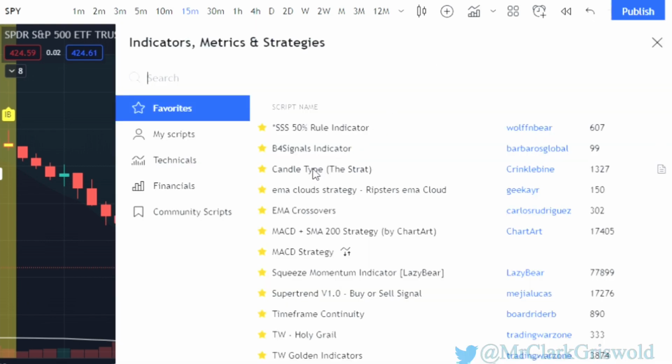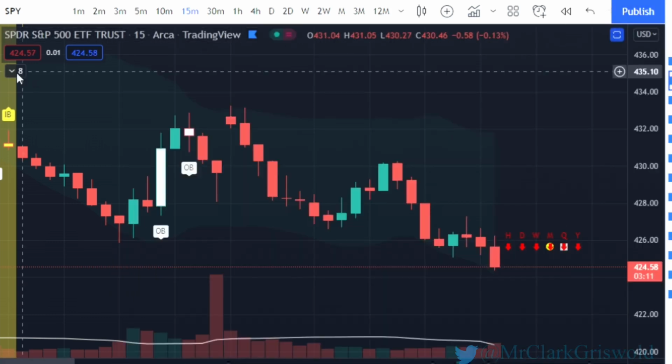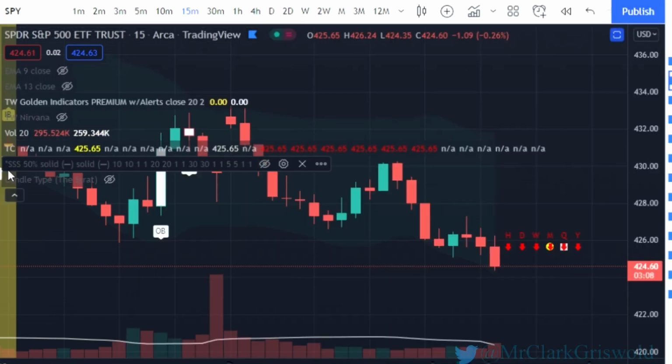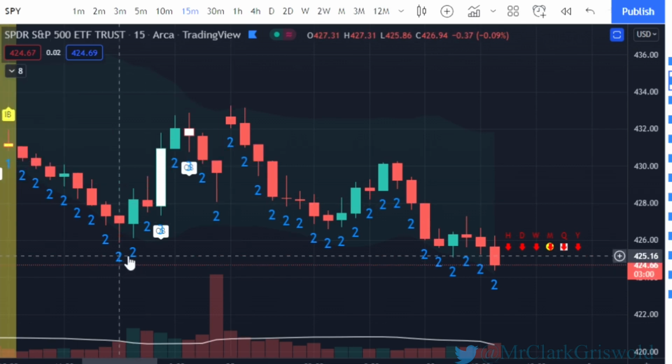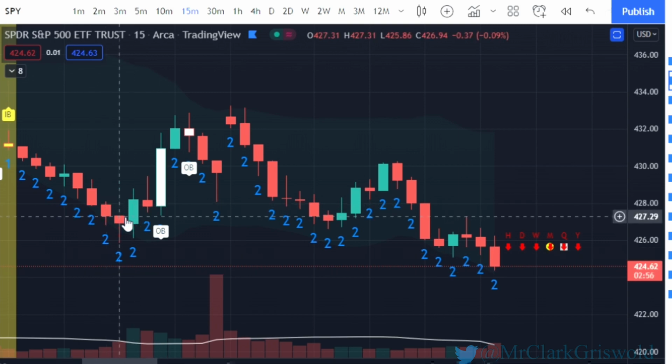So you can go into TradingView, go into your indicators and type in this right here: candle type, The Strat by Crinklebind. Okay, and I'm going to show you what that is. If you're having trouble seeing the candles or what the candles are, this Crinklebind indicator will give you the numbers, 2. It won't tell you if it's a 2 up or a 2 down, but you guys should be able to see that at least.